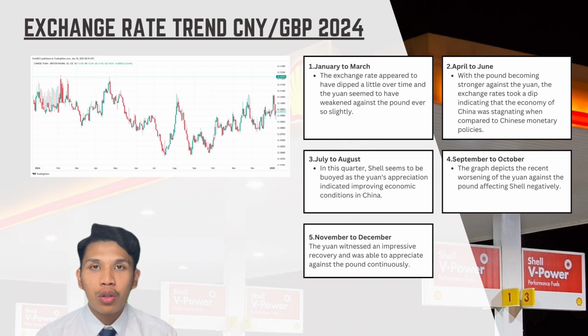In September to October, the graph depicts a worsening of the yuan against the pound, affecting Shell negatively. In this period, Shell might have suffered due to decreased demand for energy-related exports to the region versus lower import costs from China. Lastly, in November to December, the yuan witnessed an impressive recovery and was able to appreciate against the pound continuously. For Shell, a stronger yuan would have meant paying a higher price for Chinese imports. However, it may also signify an increased energy demand from China, which will remain favorable for Shell.